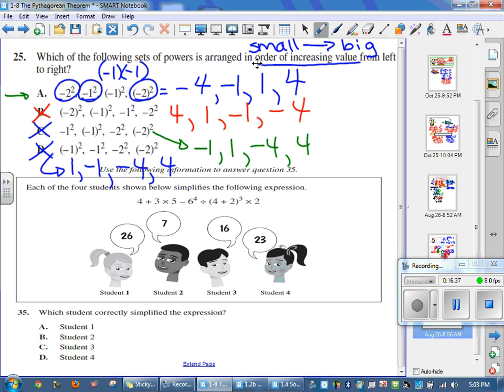Let's look at the very bottom question. It's a BEDMAS question, and it's got 4 different students here, student 1, 2, 3, and 4, and they've all solved it with an answer. We need to find out which student solved it correctly. So we have to solve this one ourselves first. Okay, so let's solve that together.